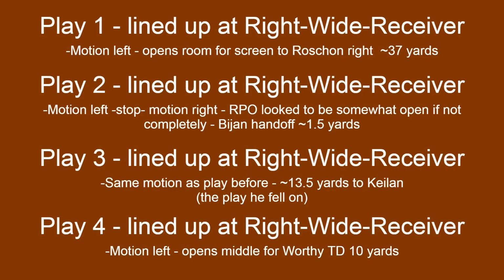On play number 2, he's lined up at the right wide receiver. I thought this ball should have gone to Keilan Robinson. I mean, it's very easy to say when you're watching after the fact on a TV or something like that. It's a lot harder to make the decision in the moment. I'll make a note of that right now. And another note, this was one of those plays where you see the guy motion left and immediately stop, go back the other way. This was not the play that he fell down on. That was the next play.